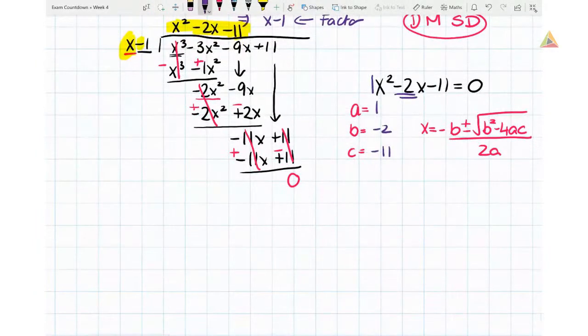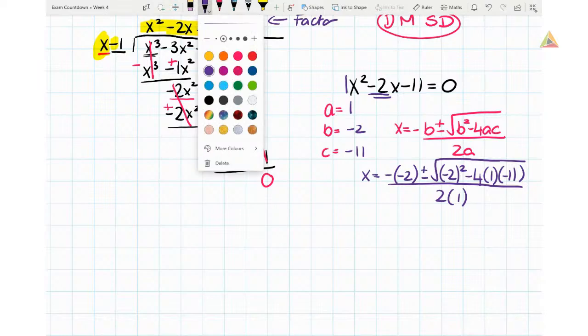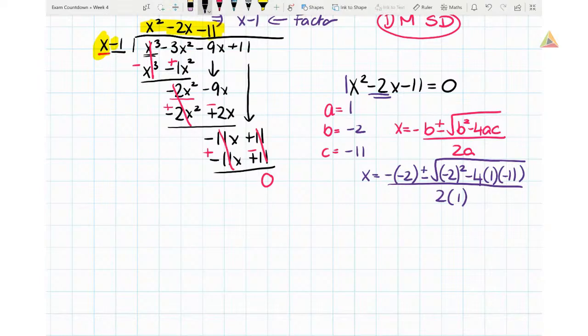So subbing in, we're getting x is equal to minus 2, plus or minus the square root of minus 2, making sure that's in brackets, squared minus 4 times a times c, all over 2 times a, 2 times 1. And we are basically throwing that straight into our calculator to get our 2 answers. The first time with the plus here, the second time with the minus. So your 2 answers should work out to be x is equal to 1 plus 2 root 3, and x is equal to 1 minus 2 root 3. So very, very similar answers.